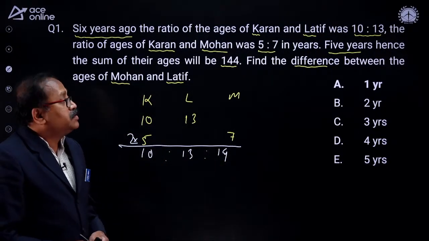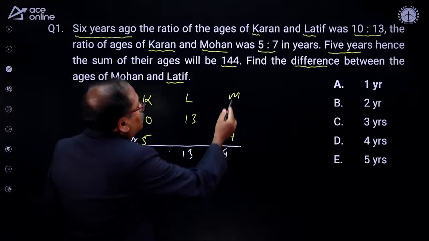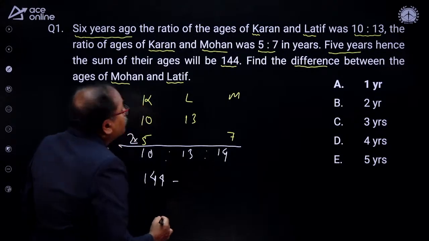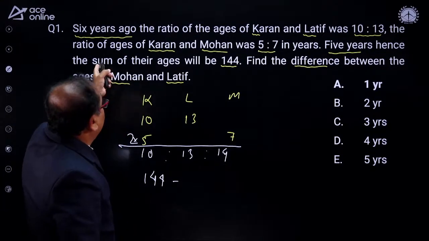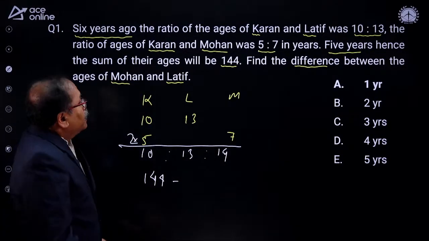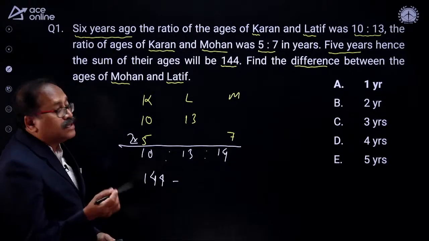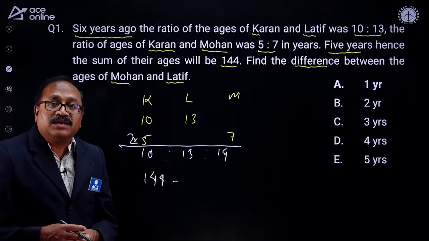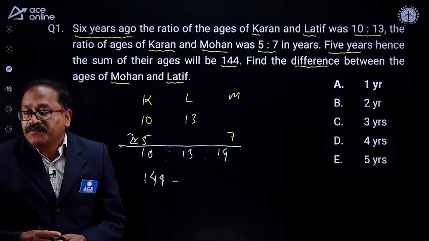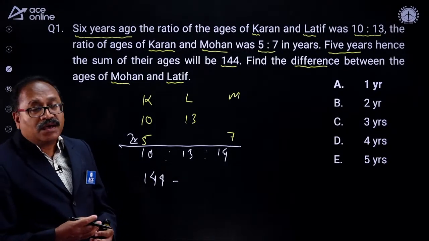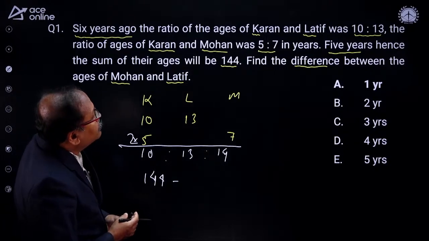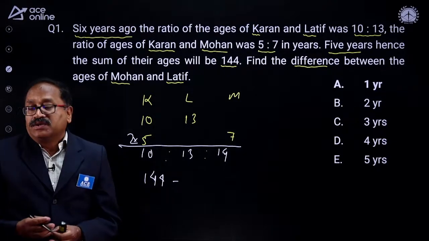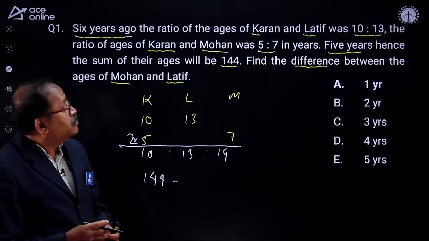अब इनकी टोटल एज क्या हो जाएगा? The total age will be 144 माइनस, ये तो 5 साल के बाद में हो रहा है ना, एवरेज तो नहीं है ना, सम ऑफ द एज है. So minus 5 years, सबका कम होगा. There are 3 people, so 5 into 3 is 15. So I will reduce 15 over here. So how much I need to reduce?